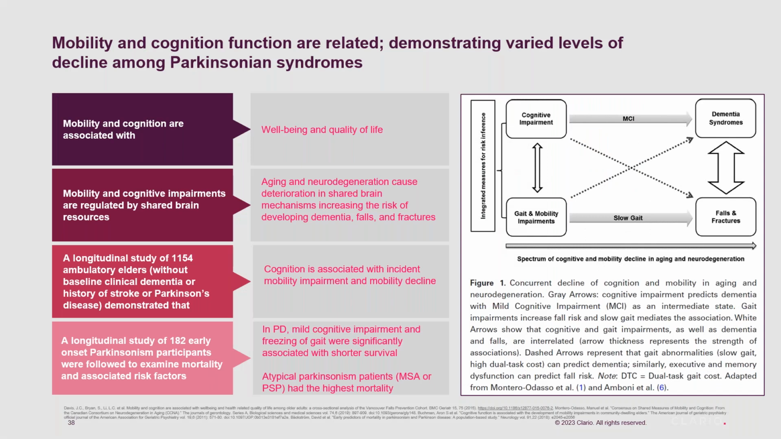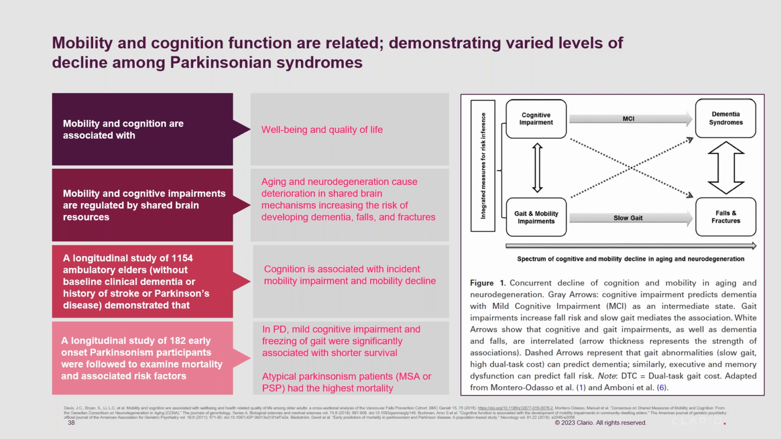Okay, so not only are both mobility and cognition important to patients, they are actually related, and they demonstrate varied levels of decline among different Parkinsonian syndromes. Okay, so these are both associated with well-being and overall quality of life. Mobility and cognitive impairments are actually regulated by shared brain resources. And when there's deterioration in these resources, we see an increase in the risk of developing dementia, falls, and fractures. There have been numerous longitudinal studies done with a large amount of subjects looking at ambulatory elders without any decline present that were followed. And over time, it was revealed that cognition is associated with incident mobility impairment and mobility decline.